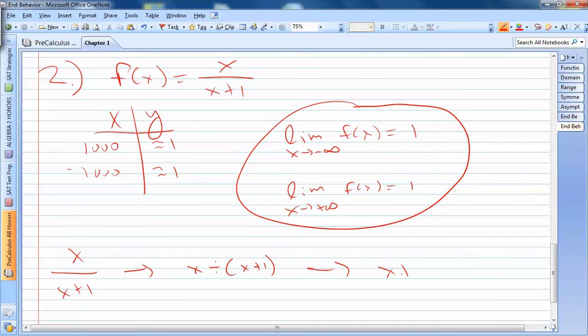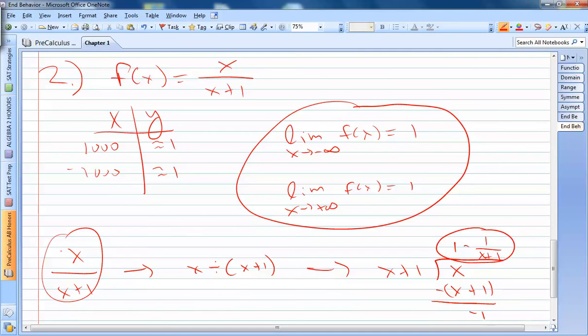If I were to actually do the long division, just another way of expressing my function here, if I actually were to compute it, x times 1 gives me x. Subtract it, I get negative 1. So this right here is the same as that right there. They're the same thing. In fact, if you want to find the LCD and do 1 minus 1 over x plus 1, you would get x over x plus 1.